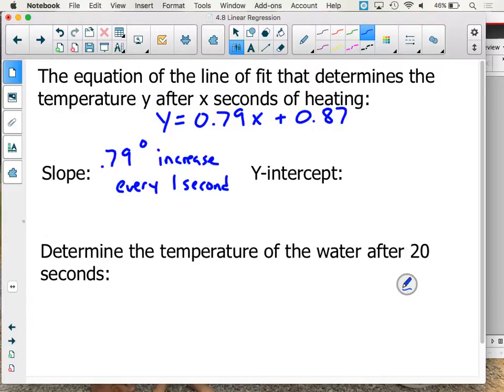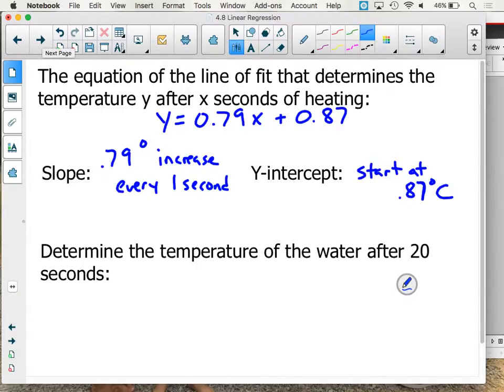The y-intercept, the y value when x is 0, is our initial value. That tells us that the water temperature started at 0.87 degrees Celsius. So we started our water at a little less than 1 degree Celsius, and we heated it up, and it went up by about 0.79 degrees every second.